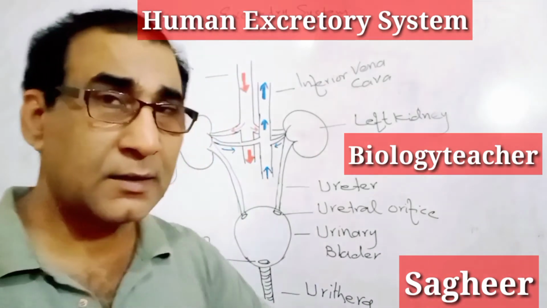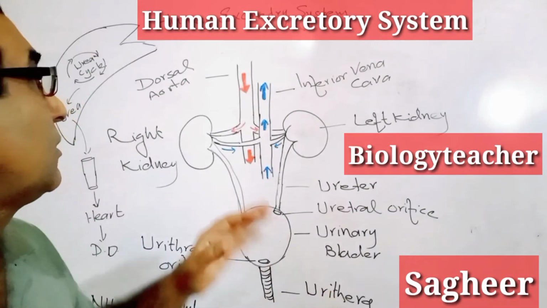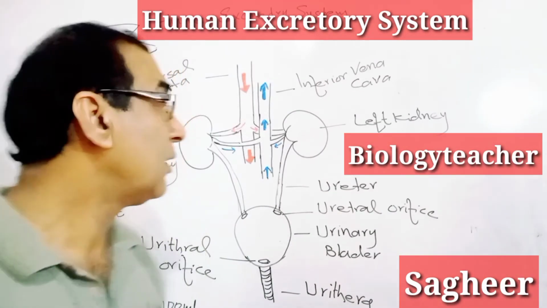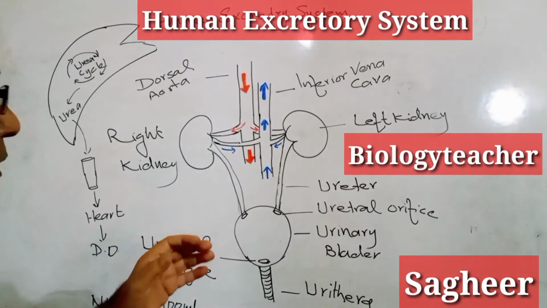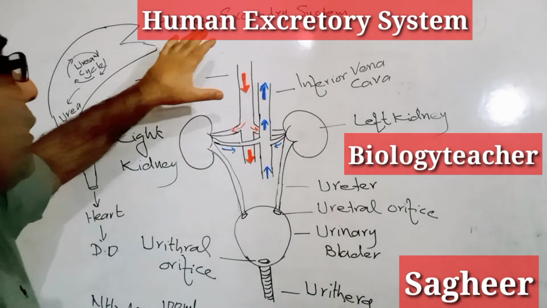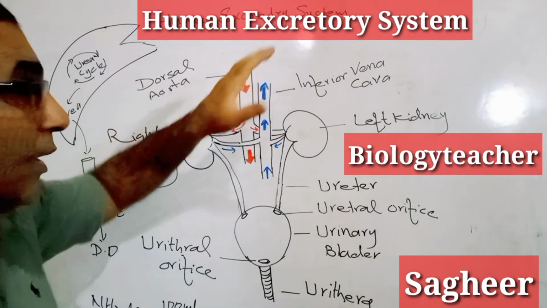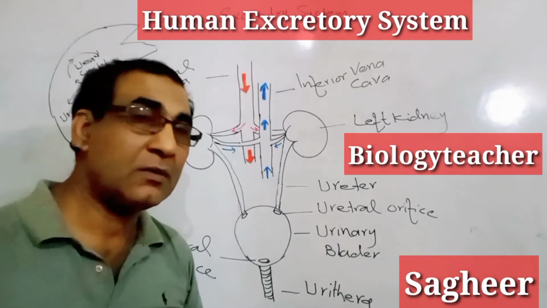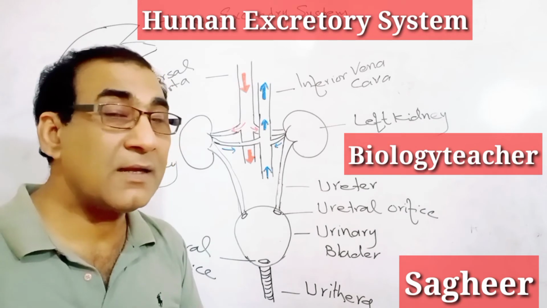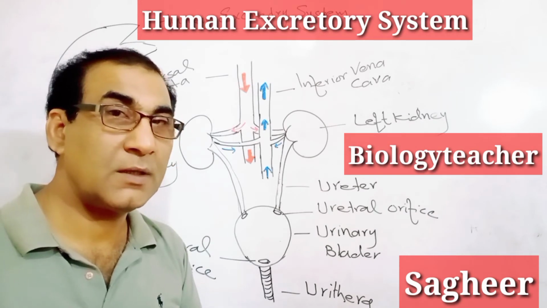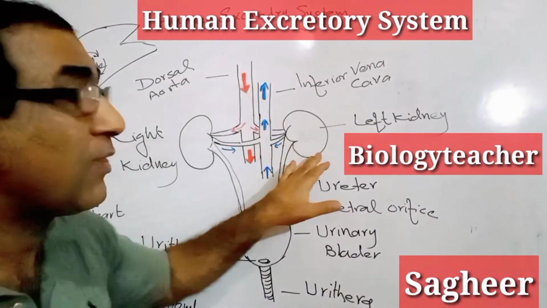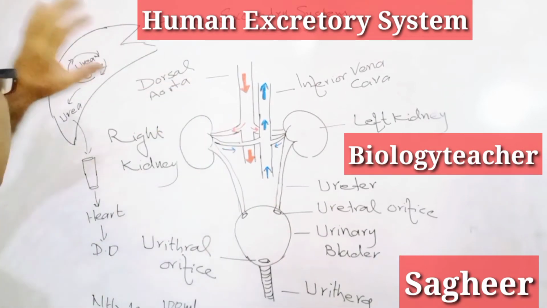I'm not going to indulge you into the detail of the ornithine urea cycle at the moment. At the moment, our discussion is about the human excretory system. After this discussion, you might have known that the excretory product of humans is urea. And where is urea formed? Urea is formed not in the kidneys. Urea is formed in the liver.